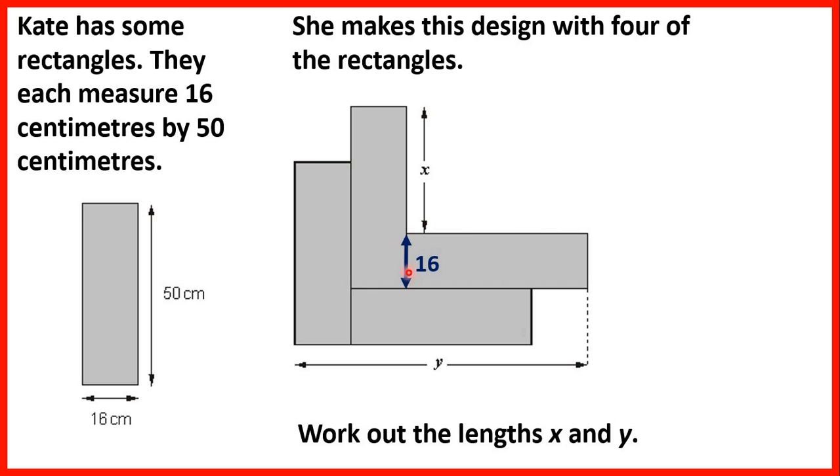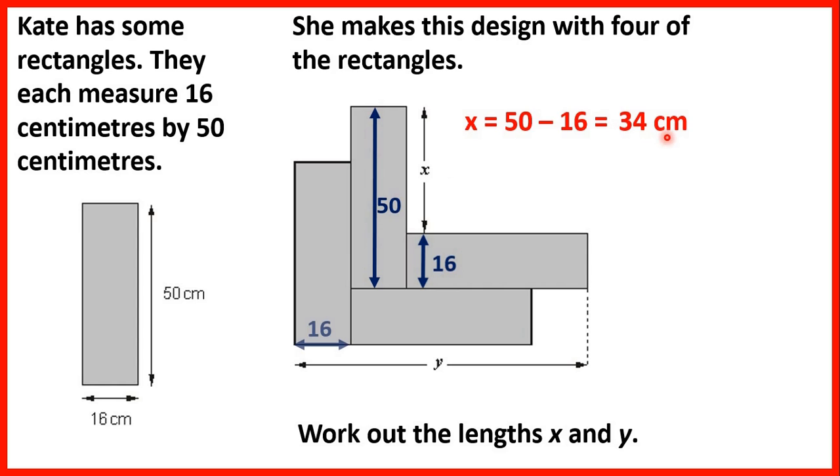So we know that this length here is the width of a rectangle, so that's 16 centimetres. And that means 16 plus x is 50, because 50 centimetres is the length of a rectangle. So if we subtract 16 from 50, that means that x must be 34 centimetres.